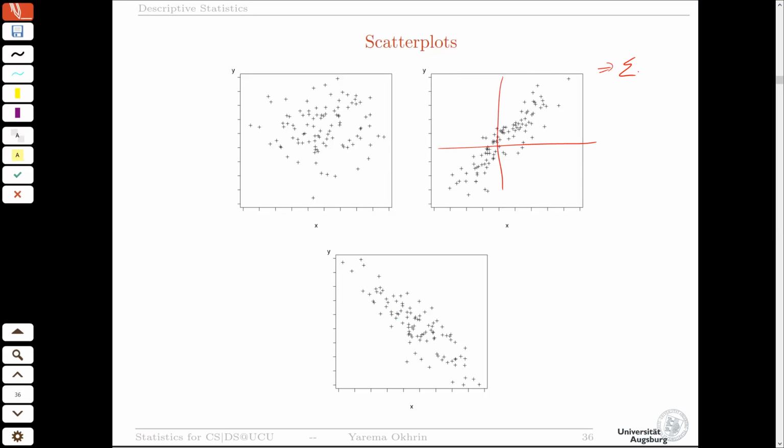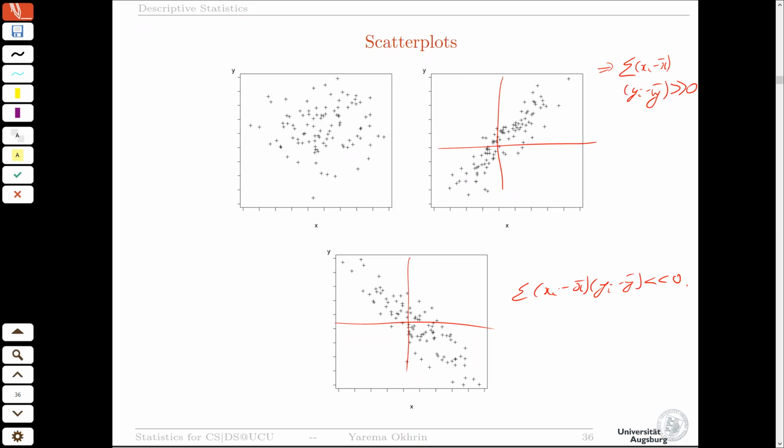So the sum of xi minus x bar times yi minus y bar is going to be much larger than 0. And here it's the other way around. The sum is going to be much less than 0, because most of the points are in the upper part and in the lower part. So in fact, this strange formula actually captures the location of the points in those 4 quarters.